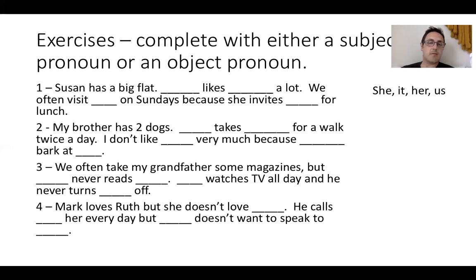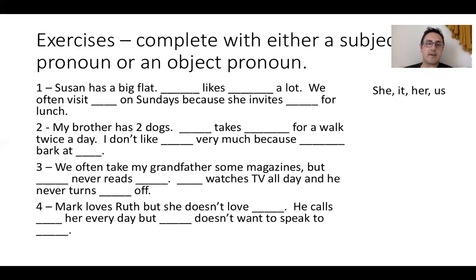The next one. My brother has 2 dogs and then takes for a walk. So you're talking about, the first one's going to be my brother. My brother is a man. It's going to be he. Okay, subject pronoun. Takes. And then 2 dogs. It's going to be them. Okay, because plural. For a walk twice a day.